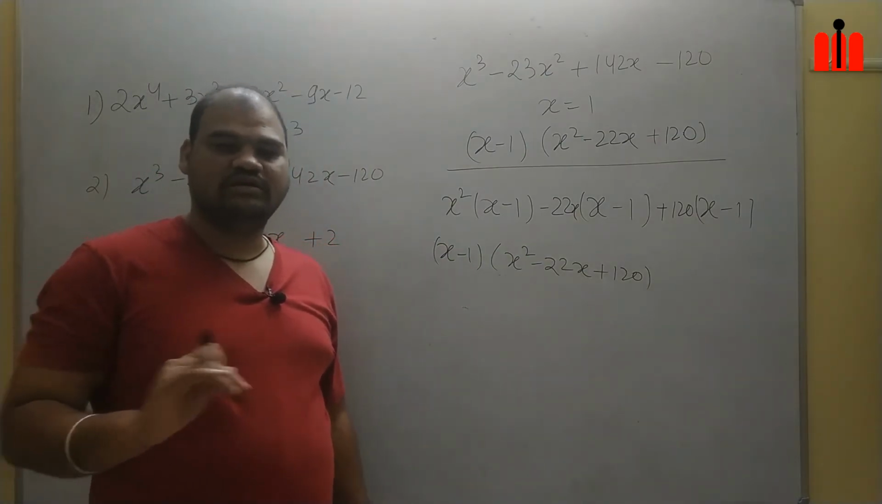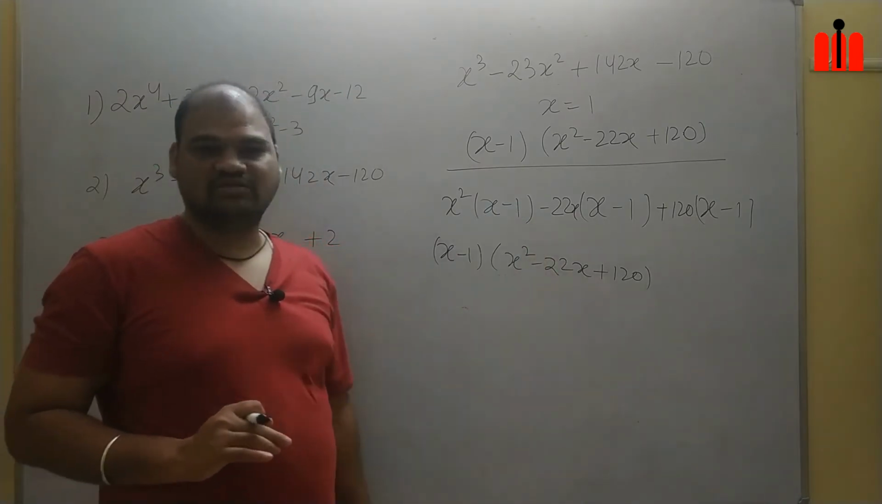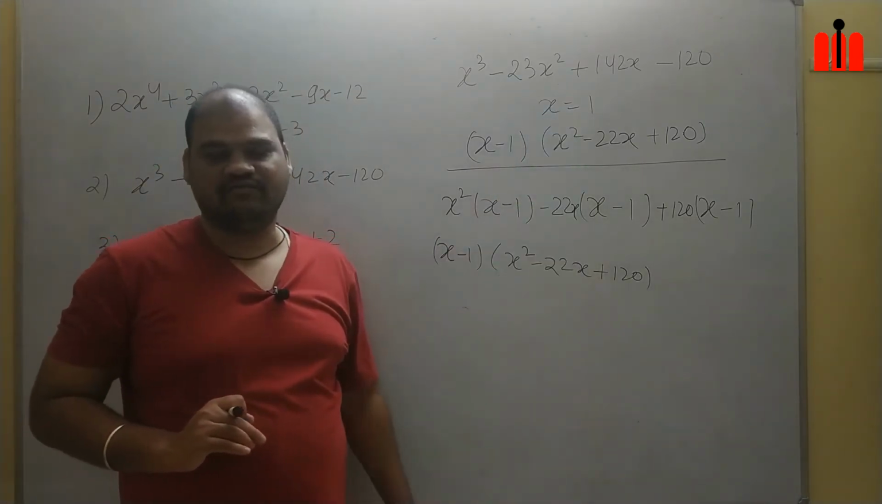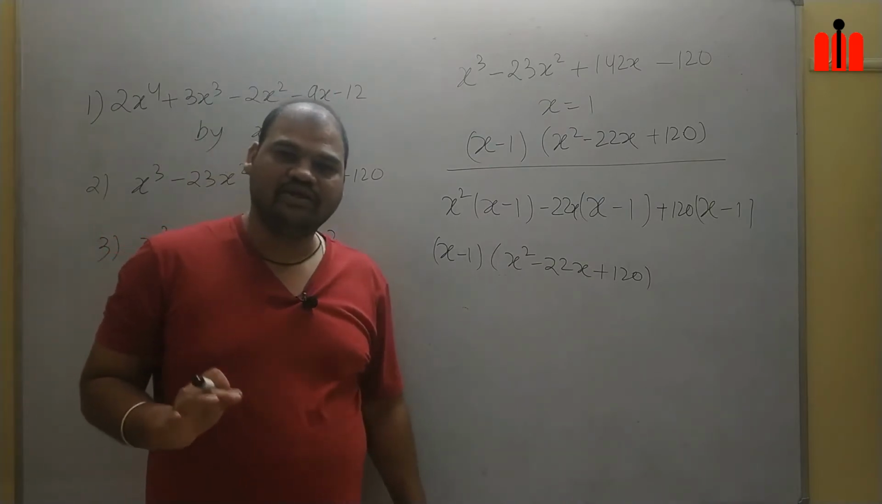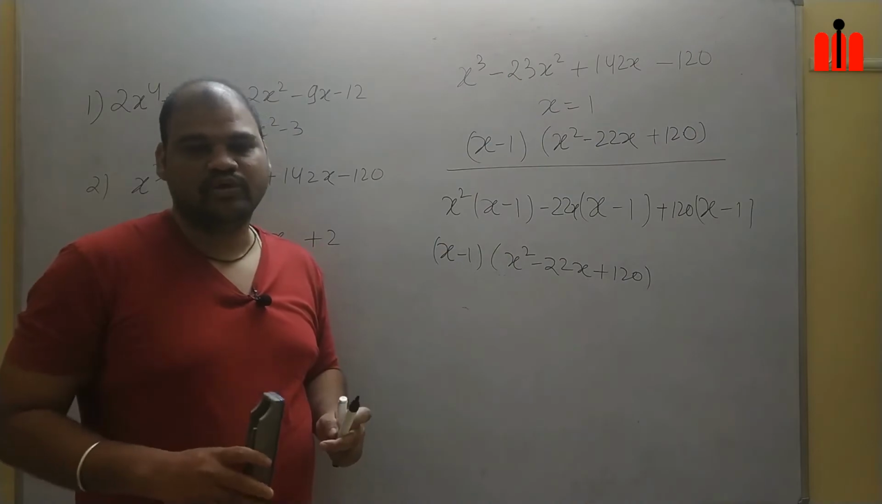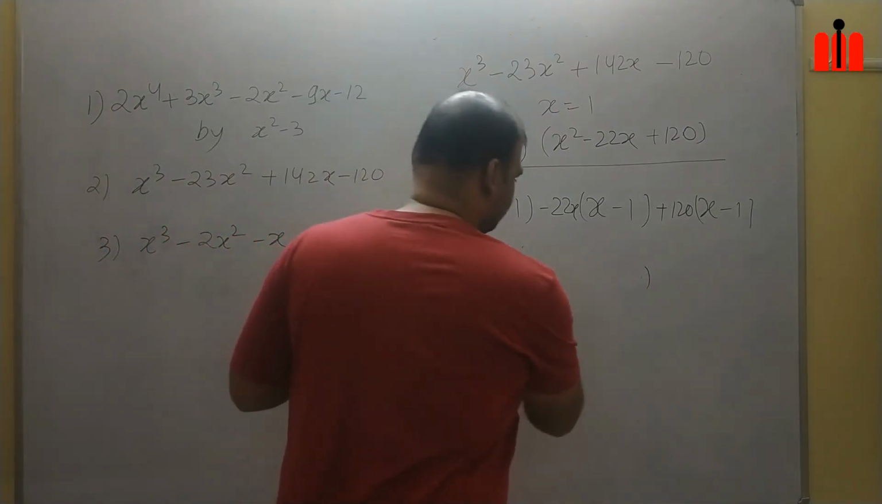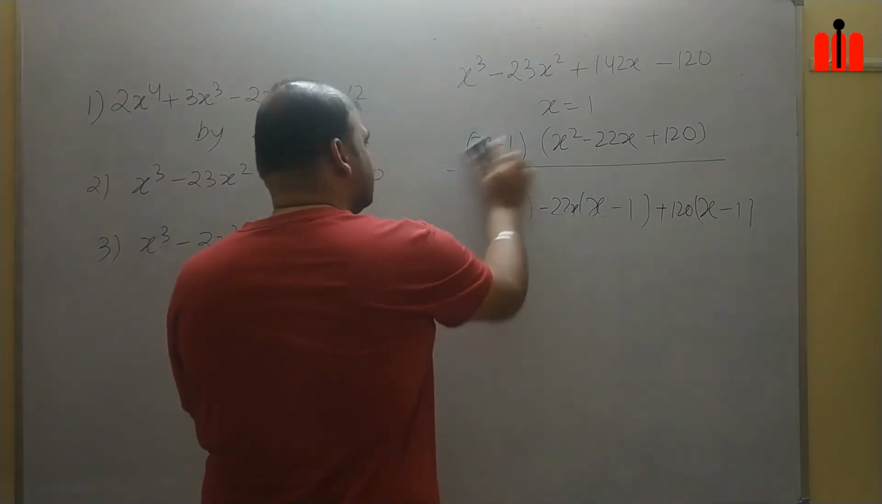You will get the constant term directly, I mean without any remainder, because x minus 1 is the factor that we had checked earlier itself. Are you getting it? Okay. So this completes problem number 2. Now let's move on to problem number 3. So problem number 3 also we will do by using the same thing.